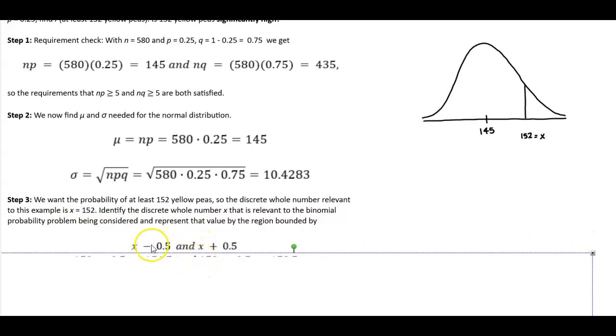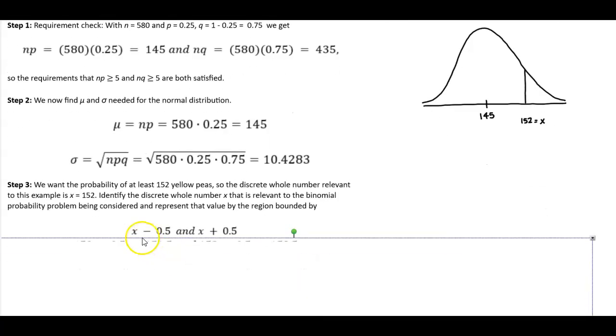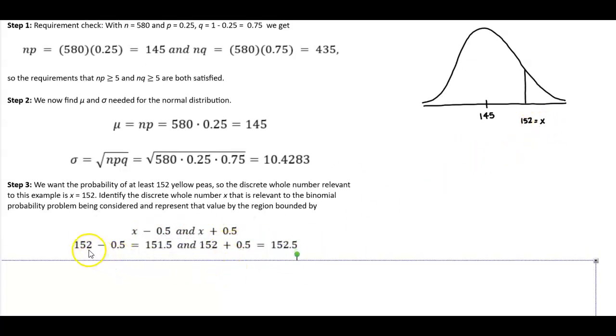So we're doing the continuity correction. We have x minus 0.5 and x plus 0.5. We know that x is equal to 152. So if we take 152 and subtract 0.5, that gives us 151.5, and if we take 152 plus 0.5, that gives us 152.5. But since we want to find what is to the right, we want to use this value here, which is 151.5.